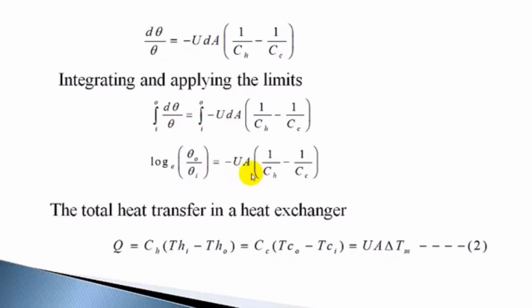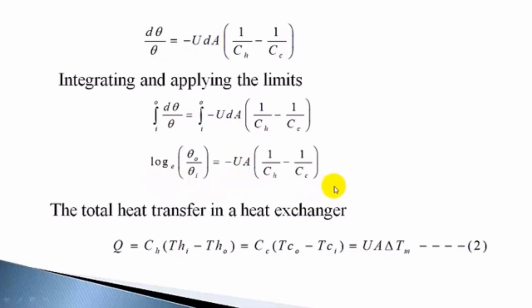You are considering, or summing up, all such differential areas, which will give the total area of the heat exchanger. So integration of dA will give the total area. So you will get the equation: log(θ0/θ) is equal to minus UA into (1/Ch minus 1/Cc).